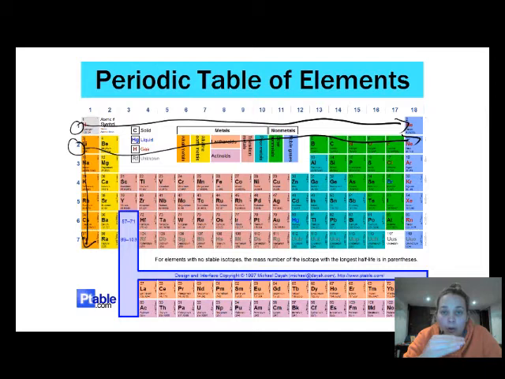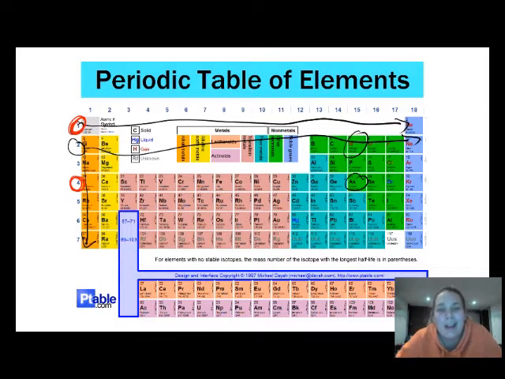So as we go down, the elements get bigger. If I was to look at an element like arsenic over here, it's going to be a lot bigger than if I looked at nitrogen. And I know that because the further down the periods of the periodic table that I go, the more electron shells they need to have. So if my element's in period 1, then it has 1 electron shell. If it's in period 4, however, then it has 4 electron shells.